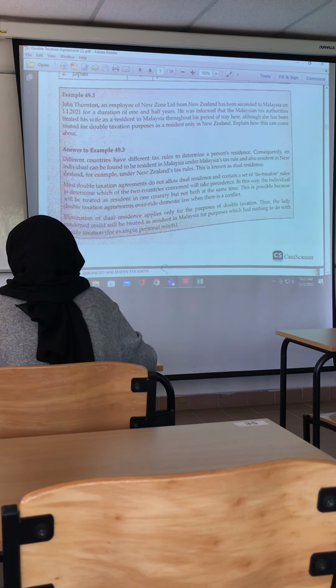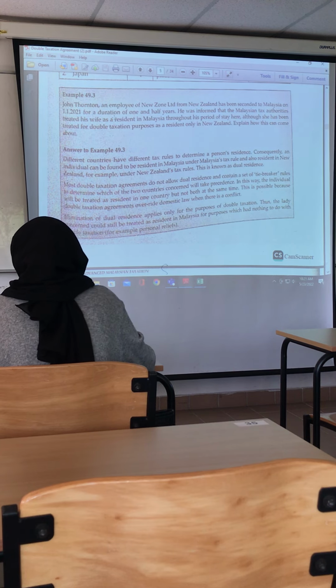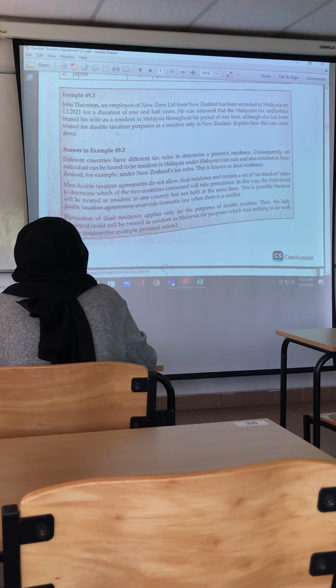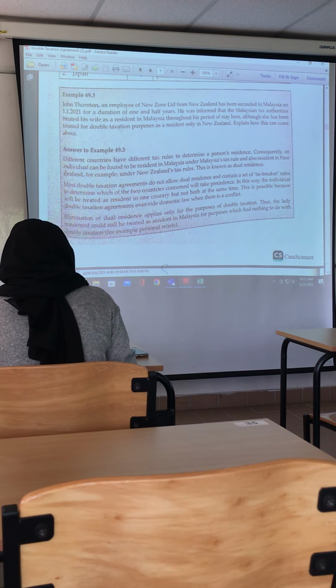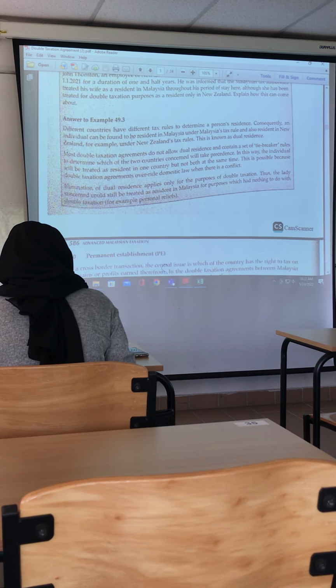Remember that different countries have different tax rules to determine the resident status. It depends on domestic law. So consequently, an individual can be found to be resident in Malaysia under Malaysian tax rules and also resident in New Zealand, for example, under New Zealand tax rules. This is known as dual resident. Most double tax agreements do not allow dual residence and contain a set of tiebreaker rules to determine which of the two countries concerned will take precedence. In this way, the individual will be treated as resident in one country but not both at the same time for the purpose of the double tax agreement.